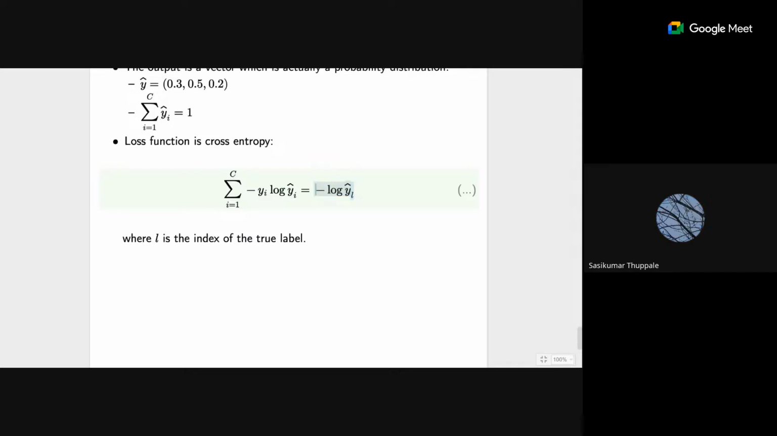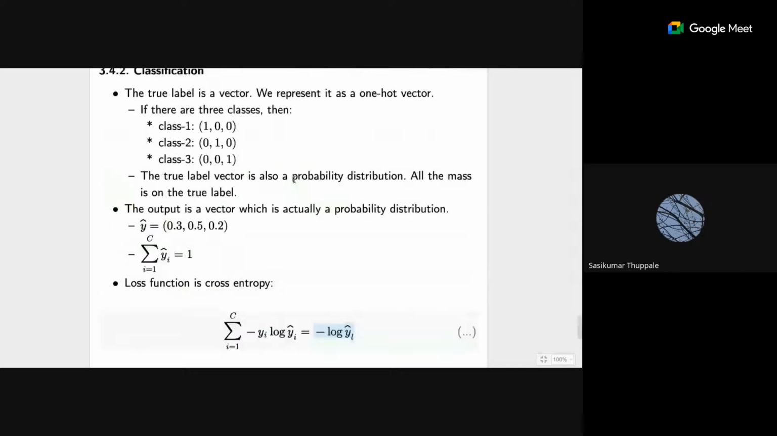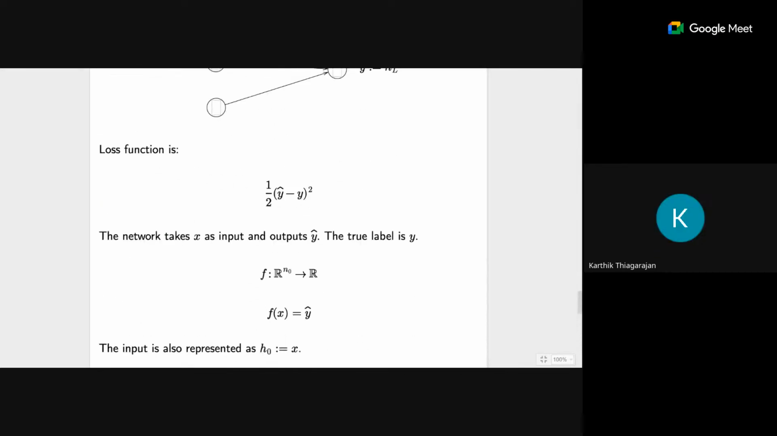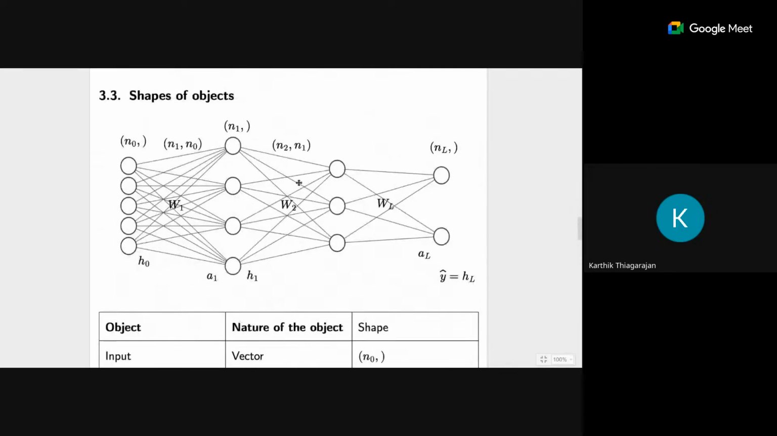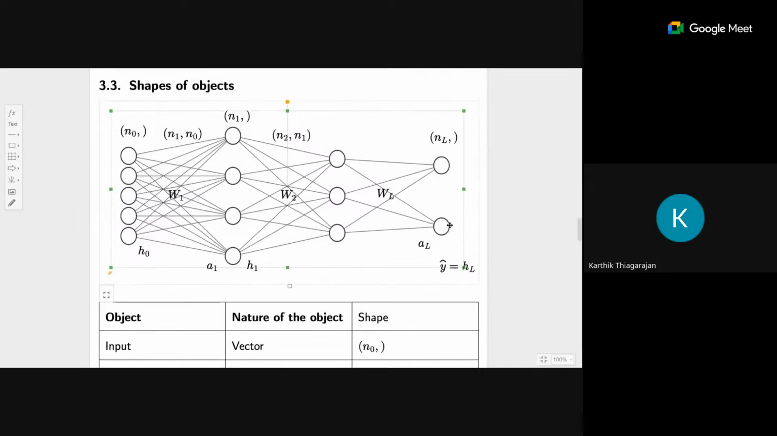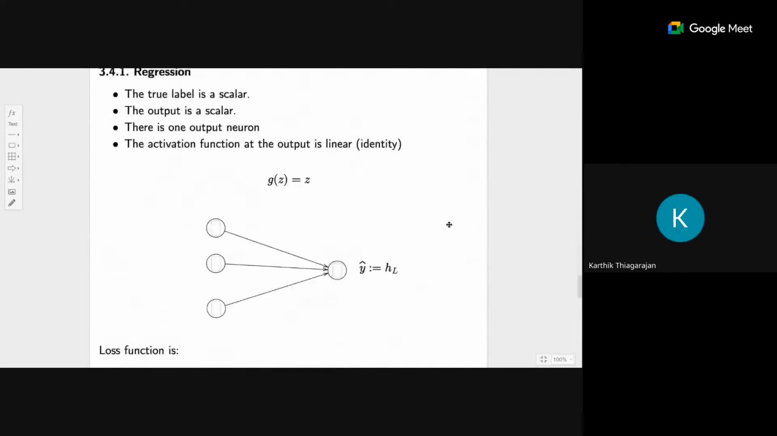Sir, this y l hat or y hat l, how will you pronounce it? Either way is fine. That is what we get as the output of the last neuron, the output neuron. Correct. This is y hat 1, this is y hat 2. So if the true label is 2, then this is y hat 2.